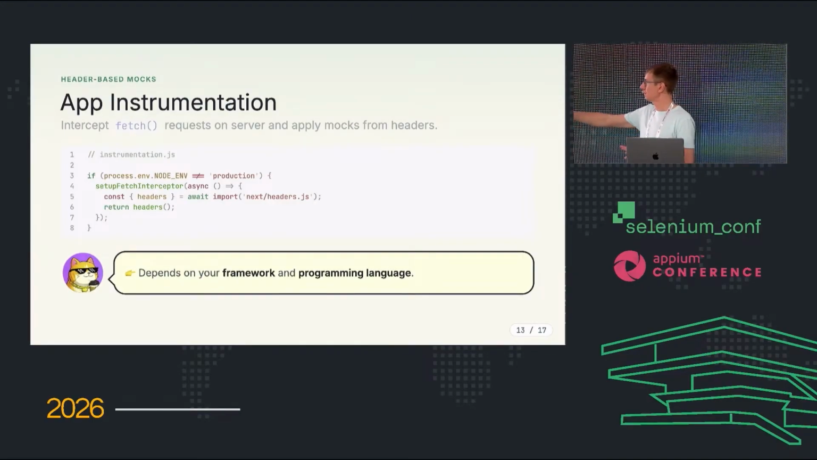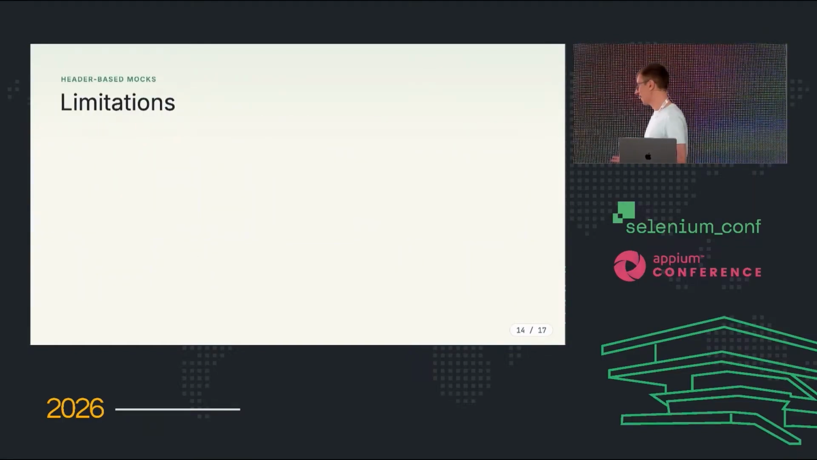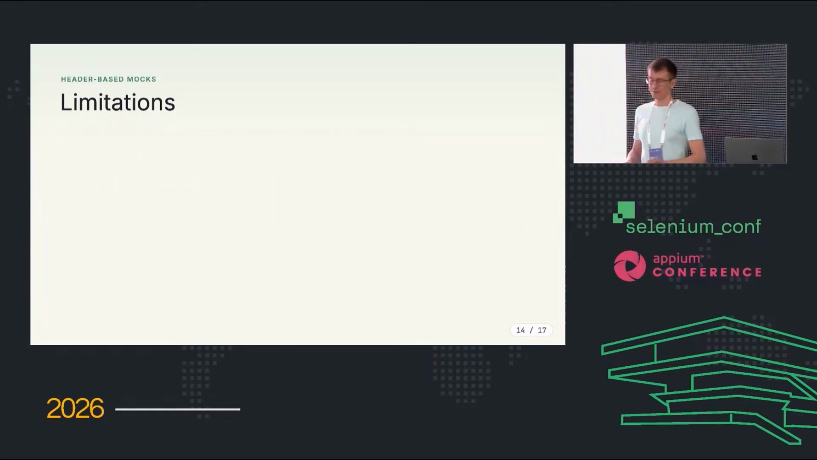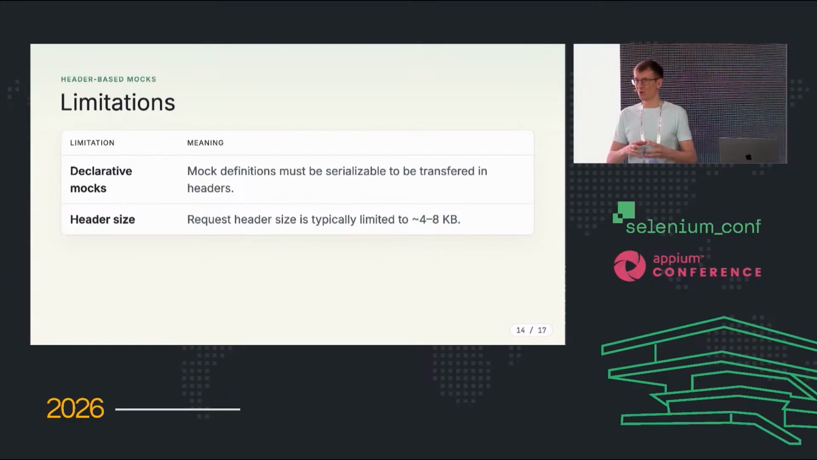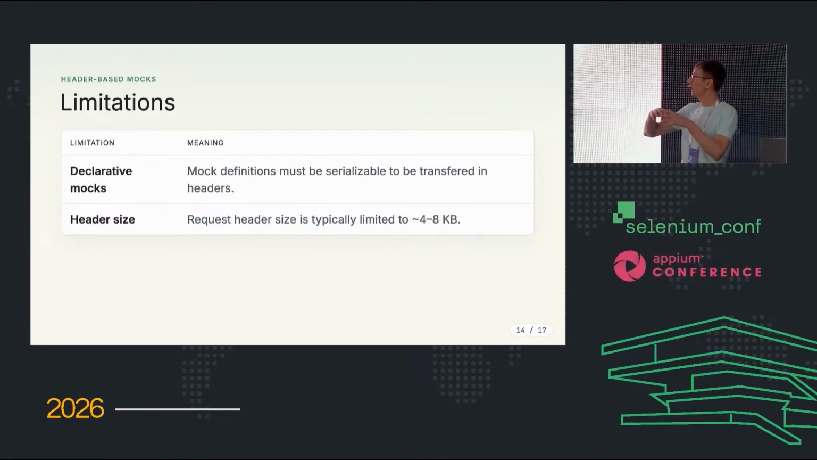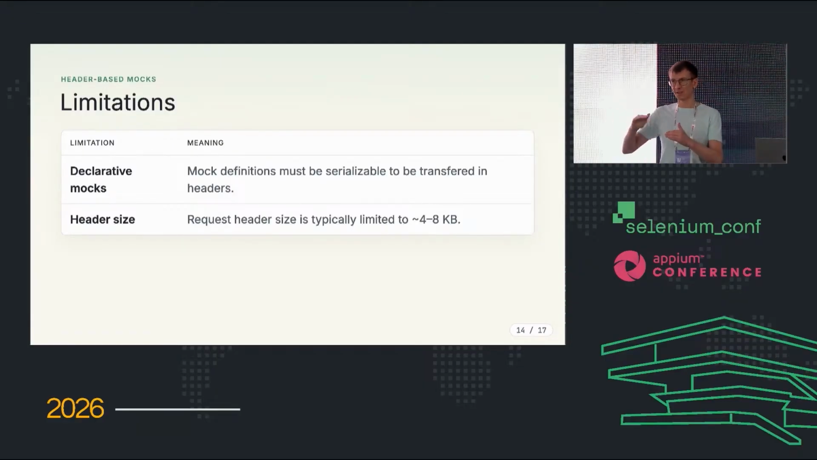But you can take this idea, and I am absolutely sure that any programming language and framework has some techniques to perform instrumentation of internals. But of course, there are limitations. And the first limitation is the declarative nature of mocking information. Because we need to transfer this mock information over the network via the custom HTTP header, the mock should be serializable. So we can't put a custom logic or custom function. We should declaratively define what we should mock and how we should respond.